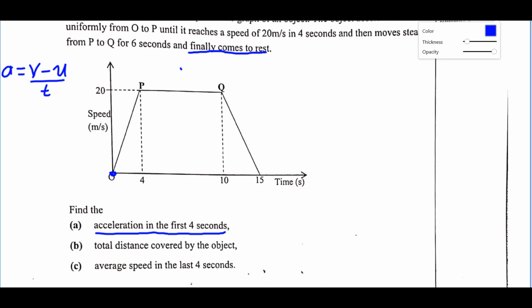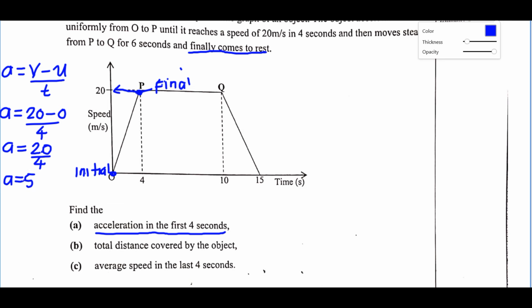So initial is where the line is starting from. So our initial is 0, since it's starting from the origin. P is our final, because that's where the speed is stopping to increase. So at this point, the final velocity must be gotten to this side. So we can say A is equal to final, 20, minus initial, 0, over 4. 20 minus 0 is 20, over 4. 4 into 20 is 5 meters per second squared. So that is our acceleration.